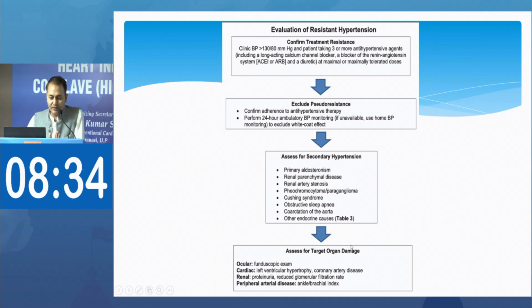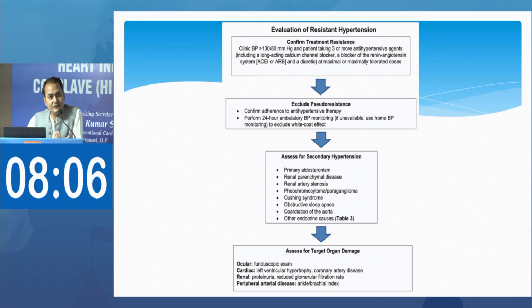And at the same time, it's also important to assess target organ damage, because patients who have resistant hypertension and evidence of target organ damage are the patients in more urgent need of blood pressure control. The evidences are retinal damage, that is retinopathy, ventricular hypertrophy, proteinuria and reduced GFR, and peripheral arterial disease in the form of a raised ankle brachial pressure index.